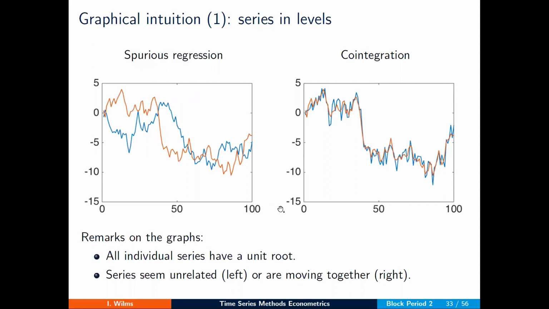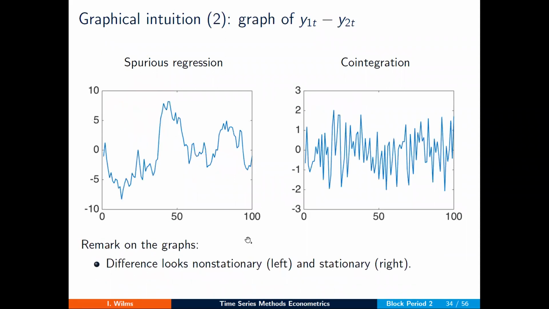Remember, I started this lecture with these two pictures. All non-stationary time series, but on the right, they were cointegrated and moving together in the long run, whereas they aren't on the left. And a crucial difference was the unit root behavior of this linear combination in this case. The picture on the left still had a unit root, whereas the picture on the right didn't.